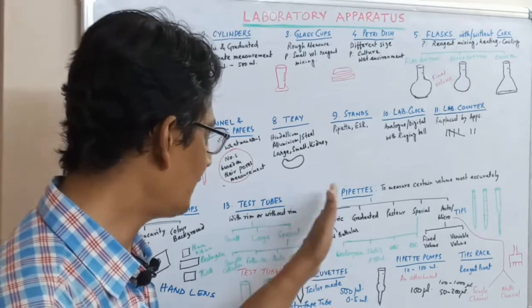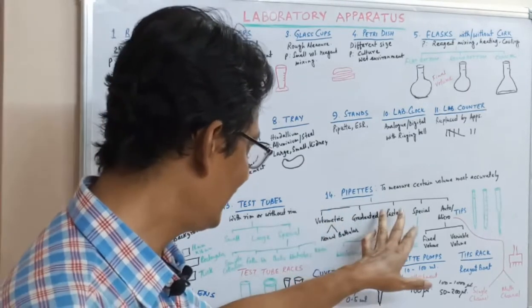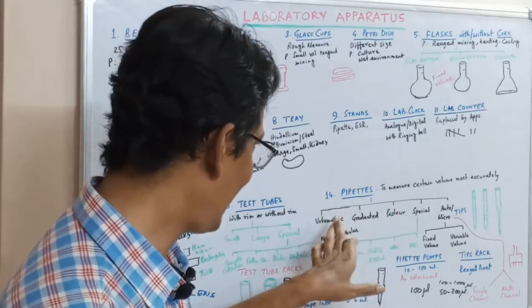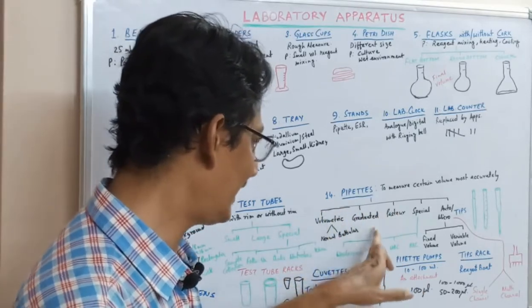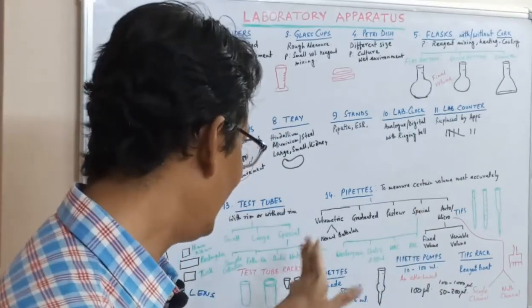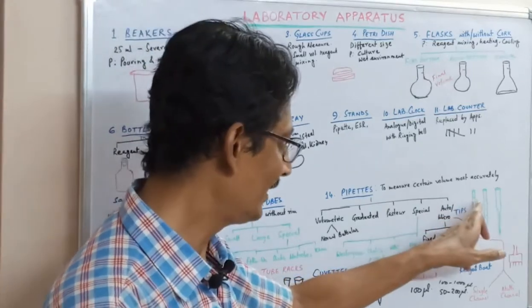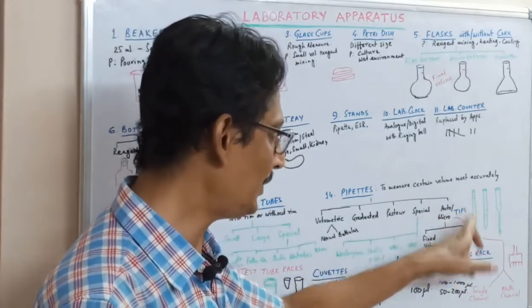Now the pipettes. Among the pipettes, these are the volumetric, graduated, pass-through and special pipettes. These are all glass pipettes. And the volumetric pipette, you can understand, helps you to measure the final volume.